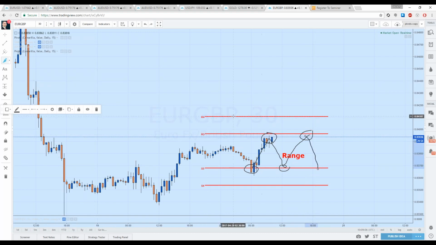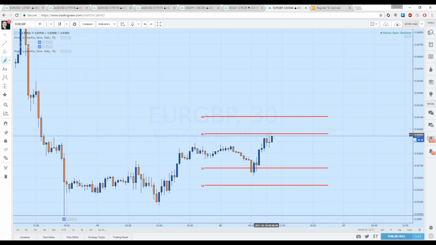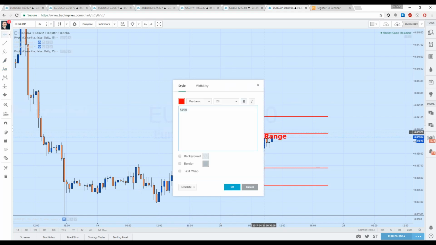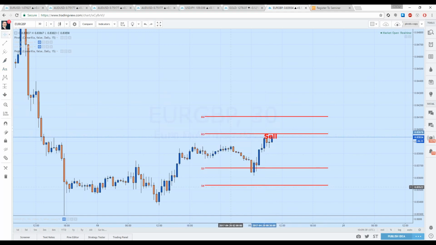Traders may also use the pivots for timing their entry and managing their risk. In this example, traders looking to enter the range may elect to sell against 83.70, and risk may be managed outside of our next pivot, R4.